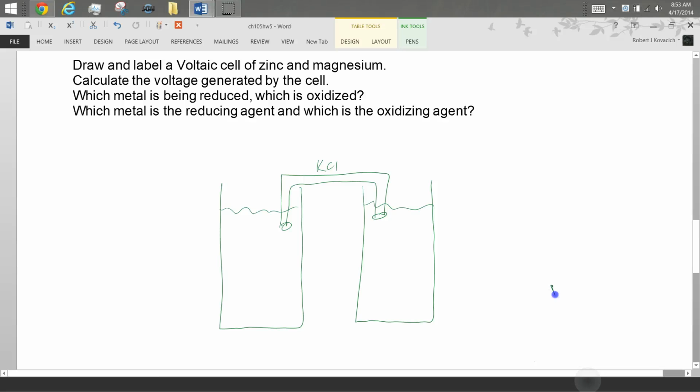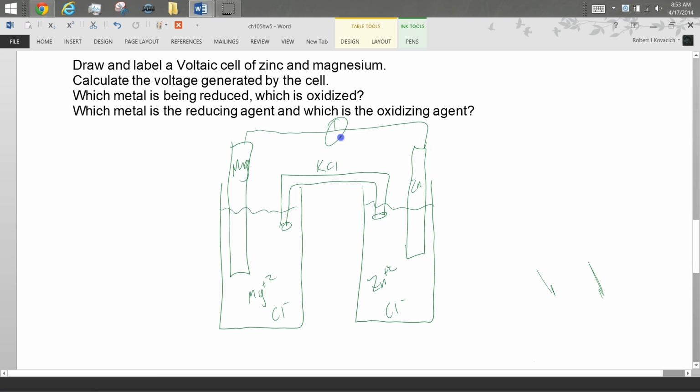Actually, it doesn't really matter what side I put them on, so I'm going to put my magnesium right here. And I'll put a zinc bar here. And in here I'll put magnesium ions and, I don't know, chloride ions. In here I'll put zinc ions and chloride ions. And then I got a wire going from here to here with a voltage. And which direction are the electrons going?